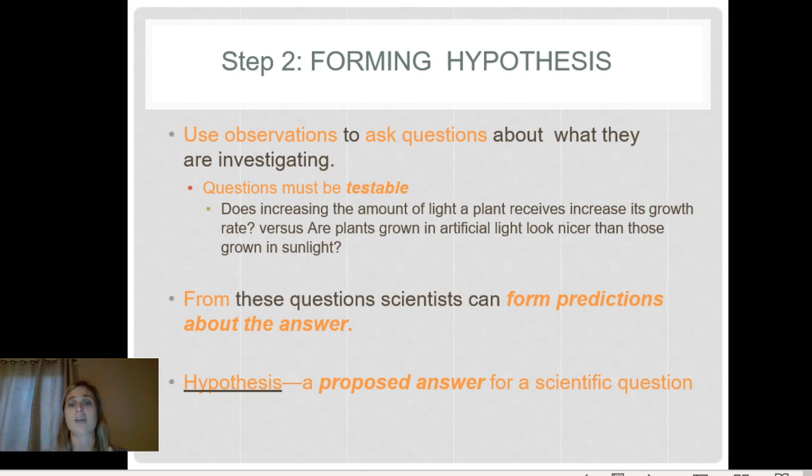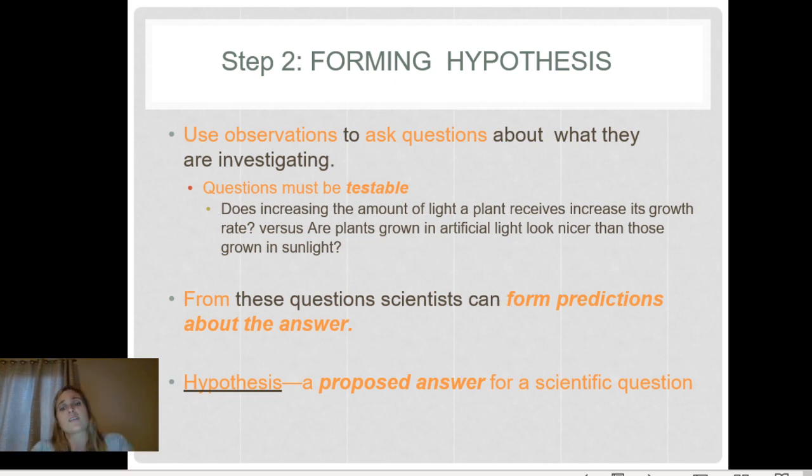The second question asks, do plants grown in artificial light look nicer than those grown in sunlight? That's a question of aesthetics, okay? When we observe the plant, does it look nicer? Does it look healthier? So those are 2 different ways that you could test. You could test based off of the math, the growth of the plant, and that question, or you could ask a question based on the look, the perceived health of the plant. So 2 different styles of questions, and both are valid for scientific experimentation. So from those questions, scientists can form predictions about the answer.